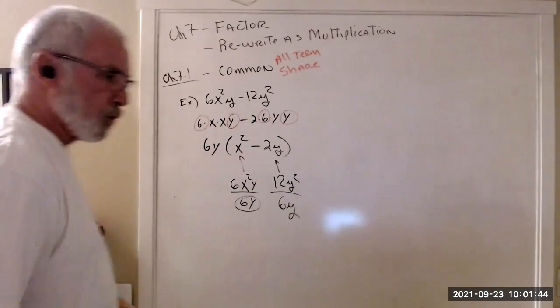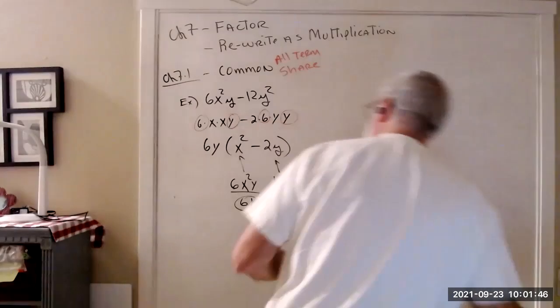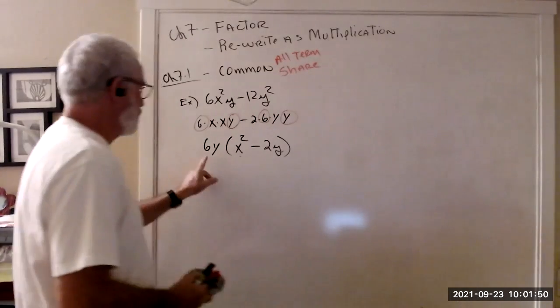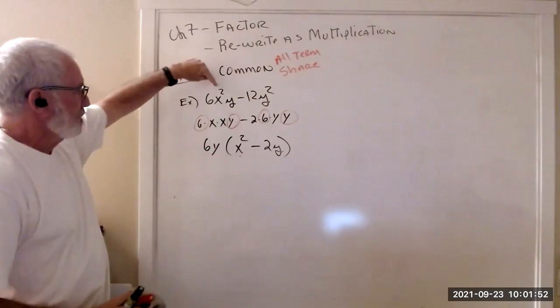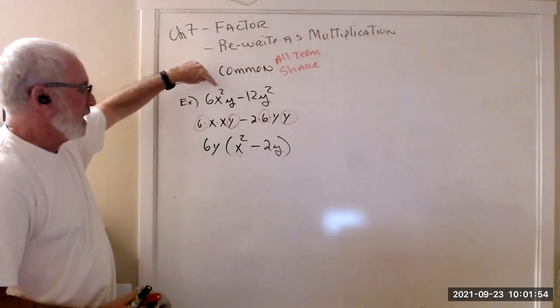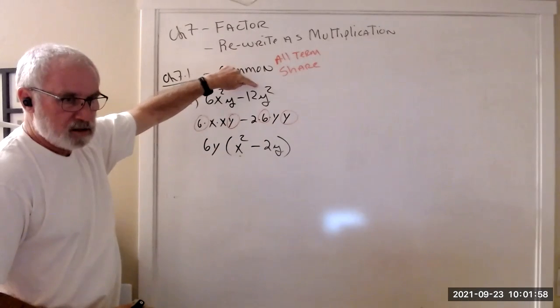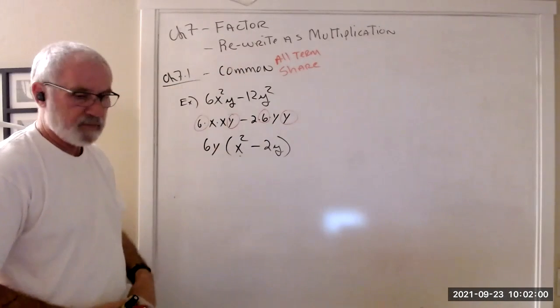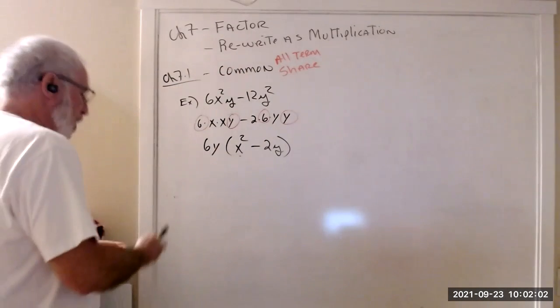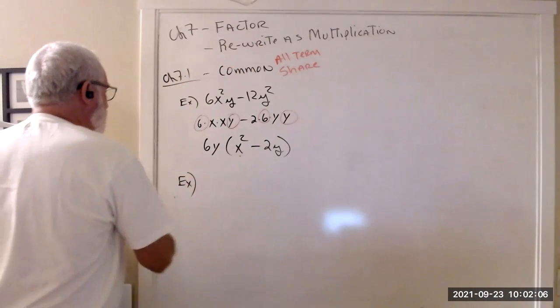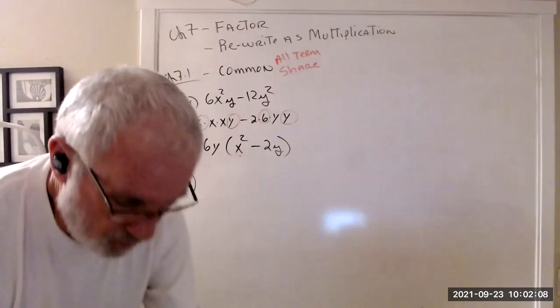You check your work by multiplying back in. Is 6y times that 6x squared y? Is 6y times 2y that? Yes. Okay. Now there's one I didn't talk about last night. Excuse me, I didn't show you. Okay.